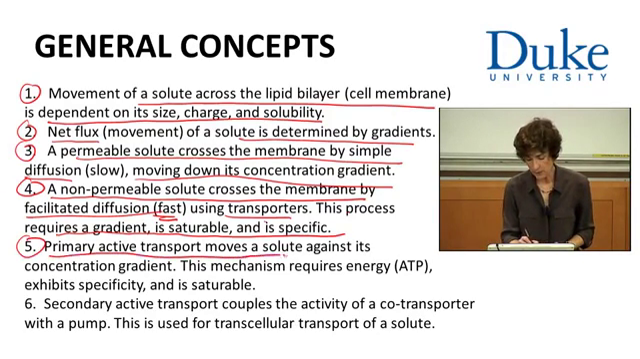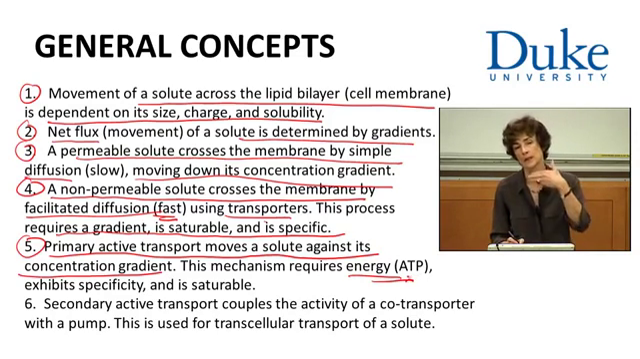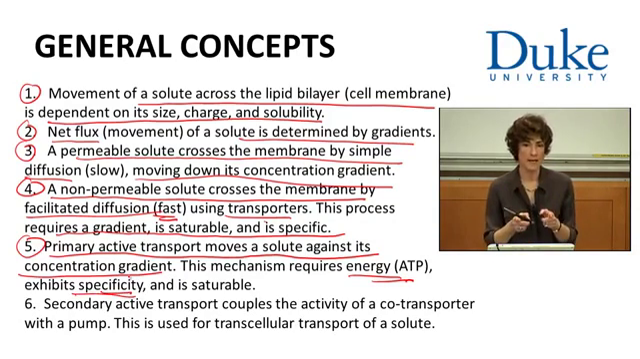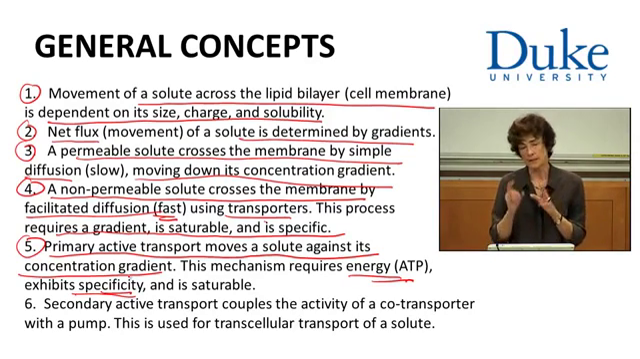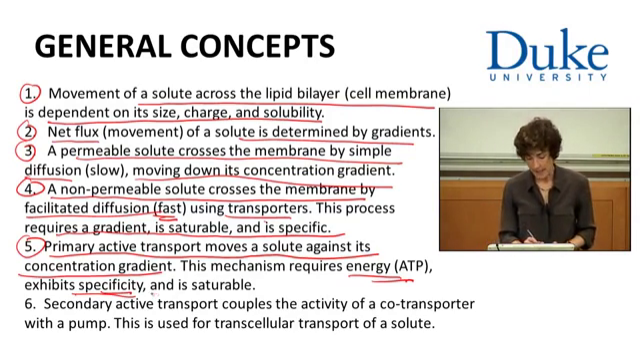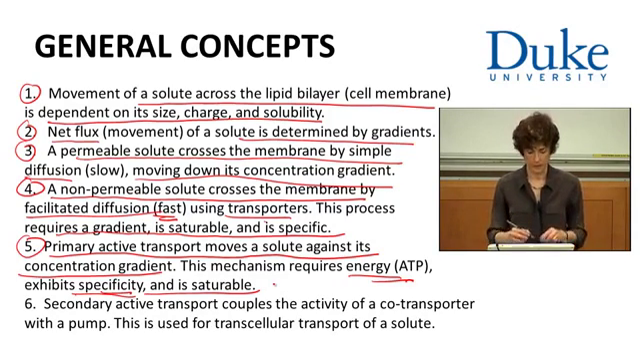Fifth, primary active transport moves a solute against its concentration gradient. This mechanism requires ATP, so we have to cleave ATP in order to move this material across the membrane. Again, it will show specificity. The sodium-potassium ATPase moves sodium and potassium in an antiport manner, but a proton ATPase will move protons out of the cells, and it will not be moving sodium and potassium across the membrane. And again, these will be saturable. We'll have a finite number of these pumps on the plasma membrane surfaces.